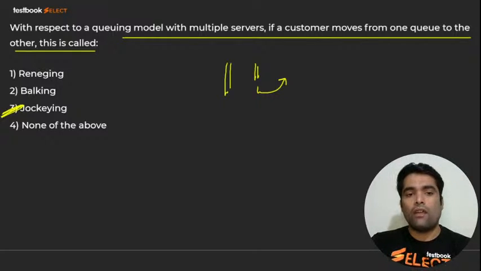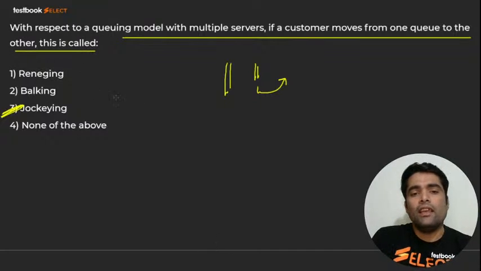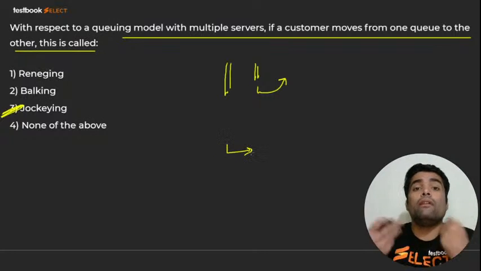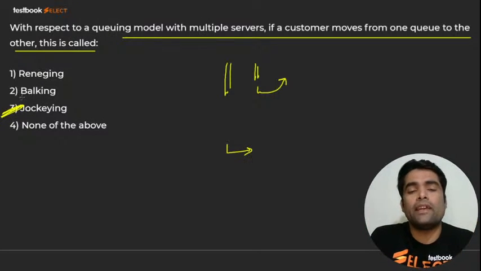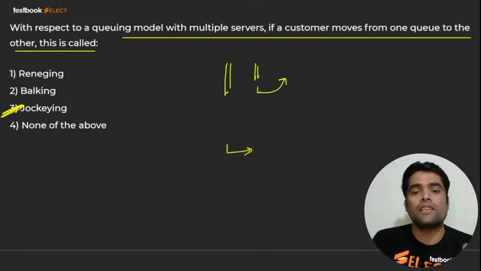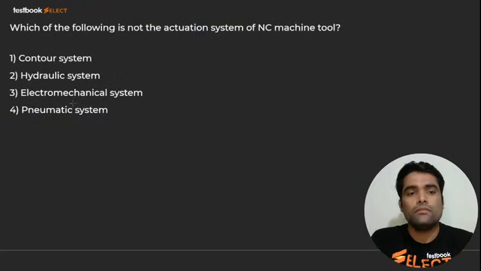Of course. And what about bulking? Customer will come and he will see that there is a long queue, so he will not join any queue, and that is what, my dear, bulking. And cheaters or what? Cheaters pay money, or we can say bribe, to get that service fast.